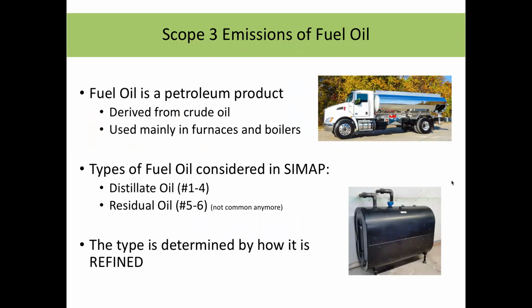I'm going to talk about the Scope 3 emissions of fuel oil. And so fuel oil is a petroleum product. It's derived from crude oil. It's mainly used in furnaces and boilers and comes in a few different types. There's distillate oil, numbers 1 through 4, and residual oil, which includes numbers 5 and 6. The most commonly used type today is number 2 distillate oil.